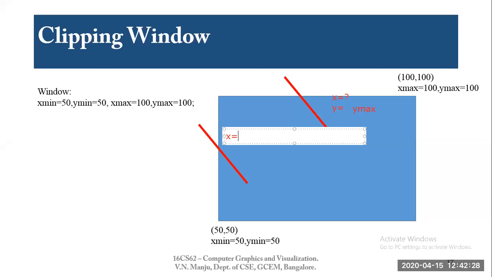X is 50. It is x min only. Okay, till x min I can have. What's the intersection point of y? Y, I don't know. Correct. So similarly, if I have a point here, again, see here, this is inside.